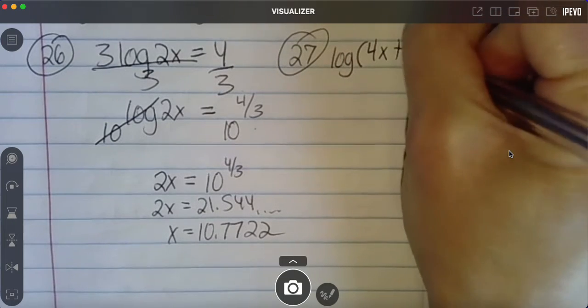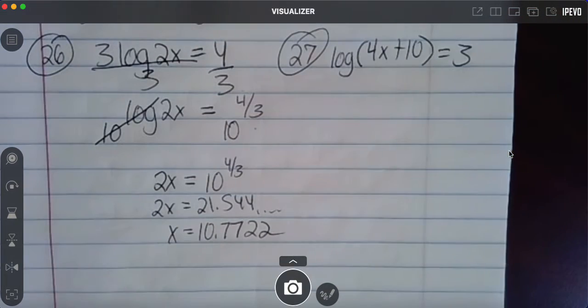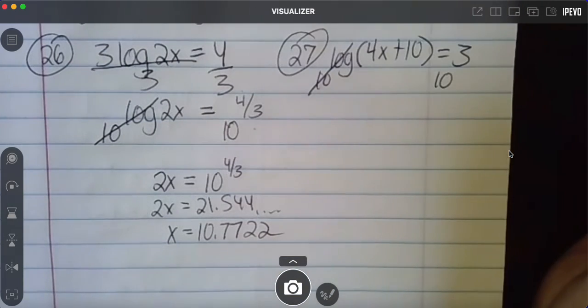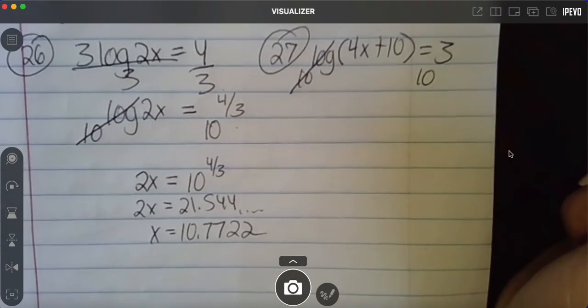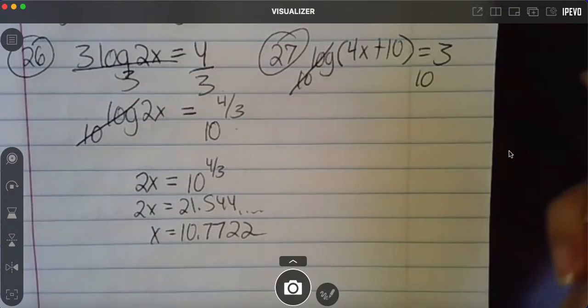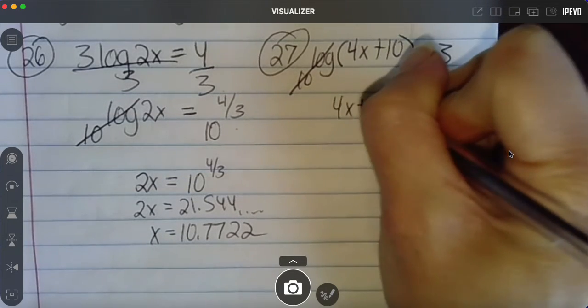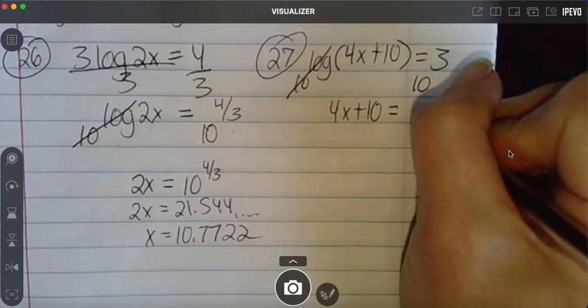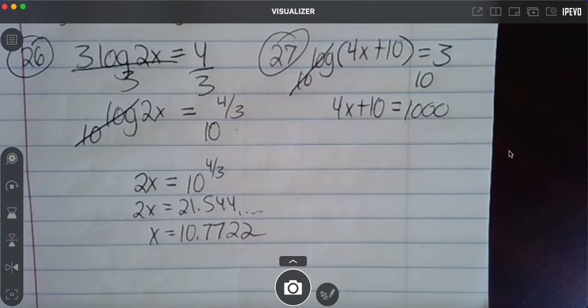4x plus 10 equals 3. So, to get rid of the log, I'm going to take that base 10, right? So that would cancel out, and I get 10 to the 3rd power. Y'all, make sure you're paying attention. 4x plus 10 equals, what is 10 to the 3rd power? 1,000. 10 with 3 zeros.